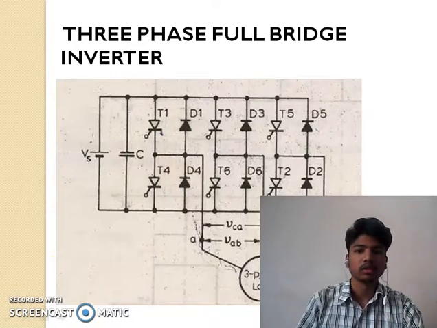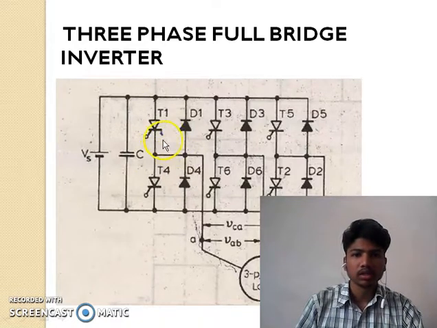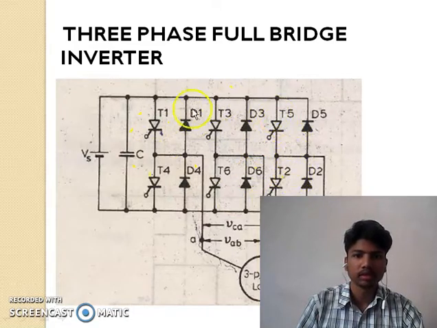Three-phase full-bridge inverter. The circuit diagram is shown here. Here Vs is the DC supply voltage, with thyristors T1, T2, T3, T4, T5 and T6. Six thyristors are used here and 6 diodes are used. Here the three-phase load is connected, and the output is obtained here.